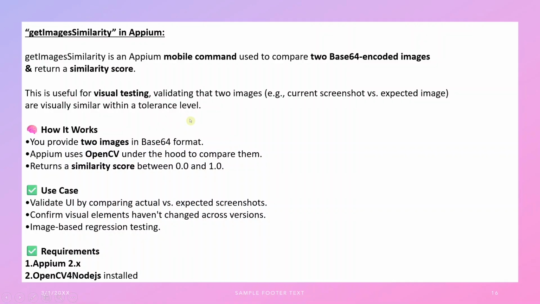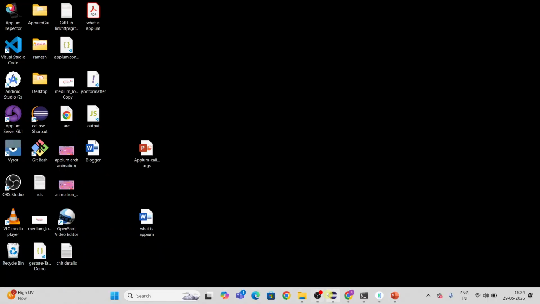How exactly does it work? You provide two images in the base 64 format. This is the input, and APM uses OpenCV under the hood to compare them and returns the similarity score, which is between 0.0 to 1.0.